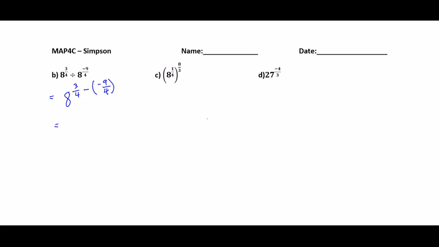Computing that, you're going to get the following. The denominator of our exponent is still going to be 4. But now we have to take 3 and subtract negative 9. 3 subtract negative 9 gives 12. So 8 to the 12 over 4 is just 3. And 8 cubed is 512.